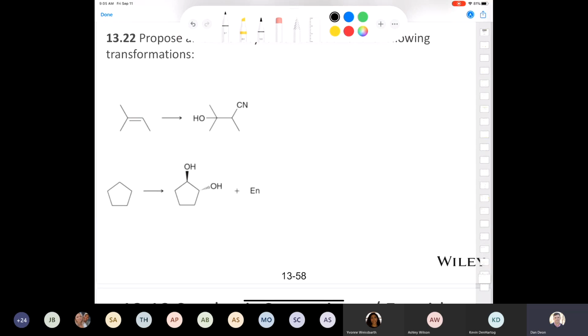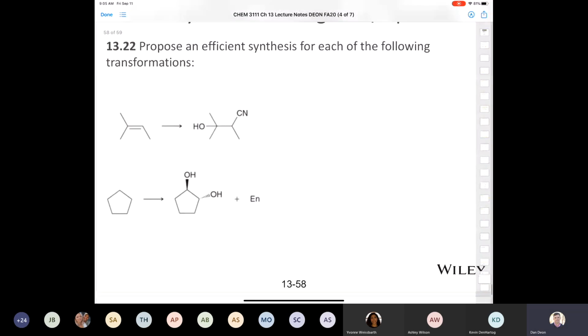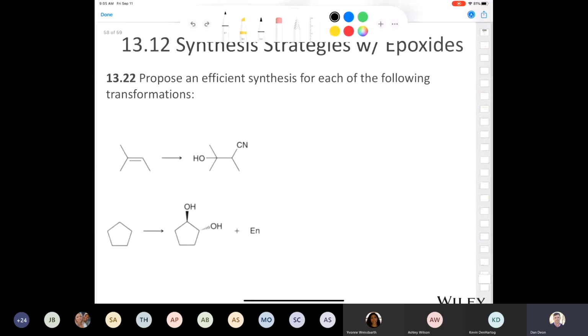Does anybody have an idea for the first step in the first one? In this one right here? First step. I like the way you think, Andrew. Yeah, MCPBA. I'll buy that. So first step, we're going to take that alkene and we're going to treat that with MCPBA, and we're going to make an epoxide.